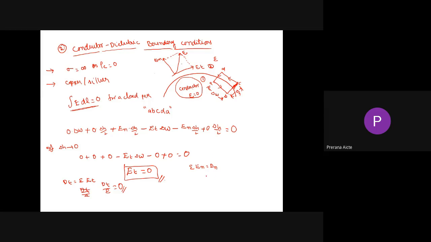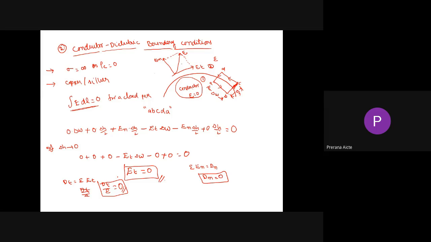Then D of n is equal to 0 because E of n is also equal to 0. And this is also equal to 0. So these are the conditions of both electric field intensity and electric flux density for a medium that is a conductor, the electric boundary conditions.